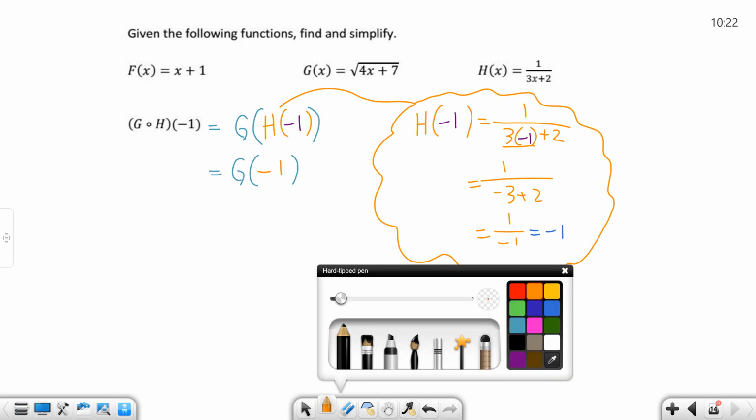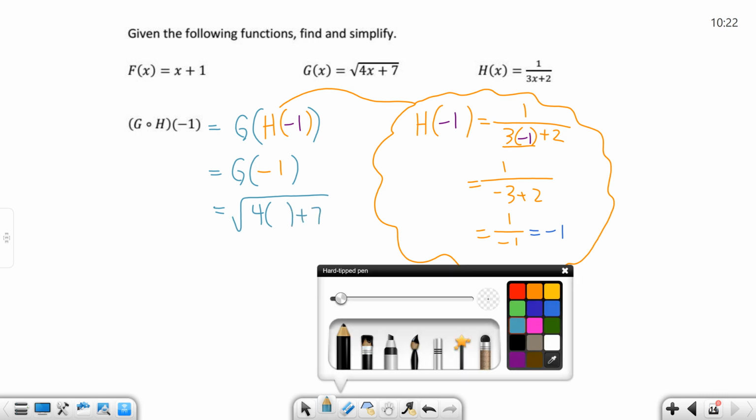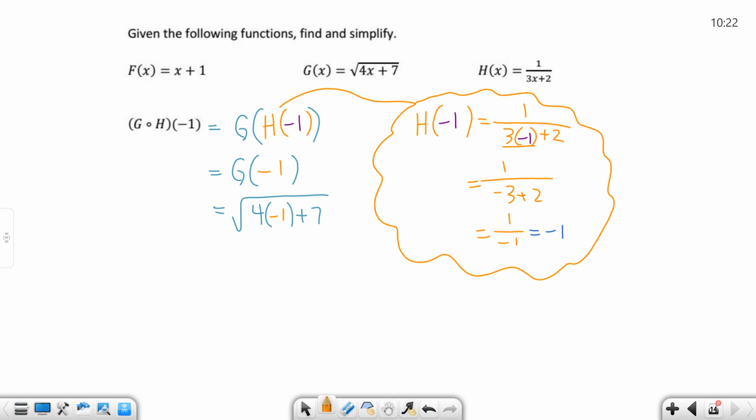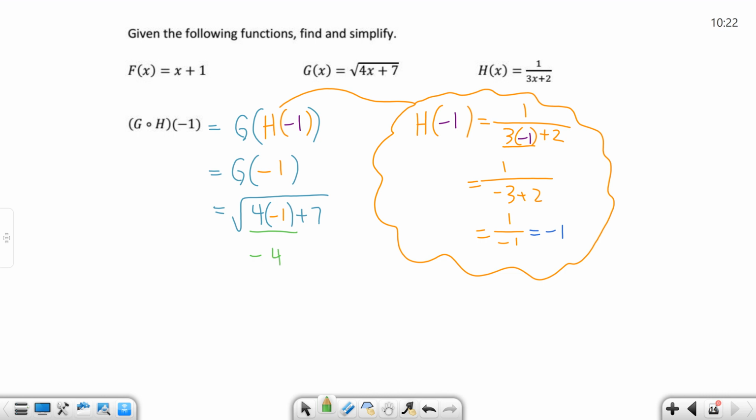So when we do that, we're going to have, where's my, the rule for G is the square root of 4 times something plus 7, right? And what is that something? Negative 1. And that's going to give us what? Negative 4 plus 7 under a square root. And put those together, that's going to give us what? The square root of 3. Is the square root of 3 a perfect square? Can I do anything with it? No, that's it. That's your final answer. So the square root of 3 is capital G of capital H of negative 1.